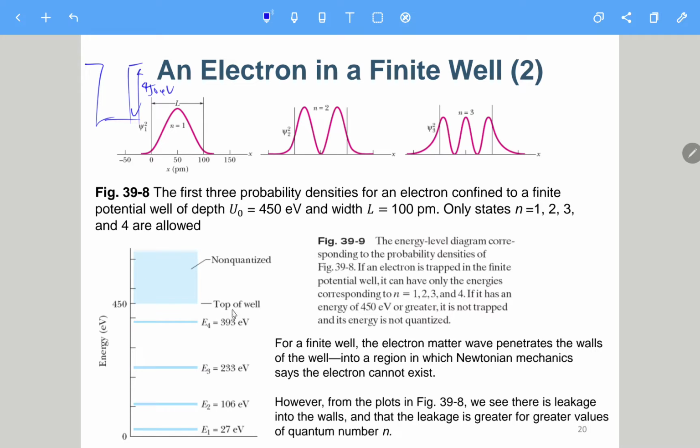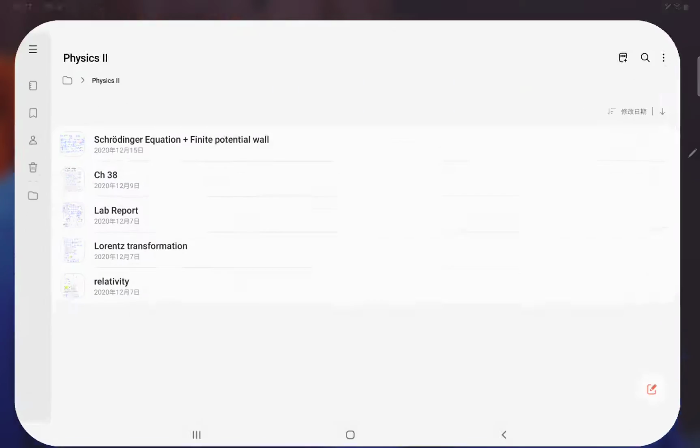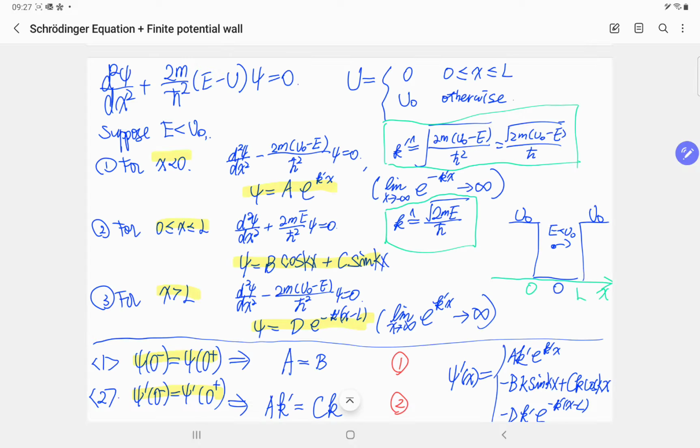So you may ask how can we come up with this number? It will be extremely difficult. I have tried to solve it last year like this. So actually we need to write down the Schrödinger's equation, and of course, first of all, we assume that E is smaller than U0 to find the quantization part.